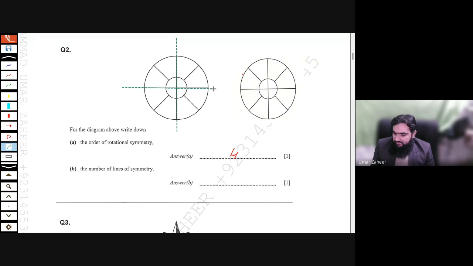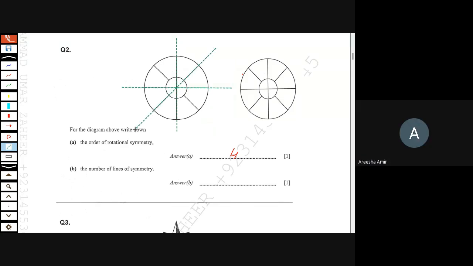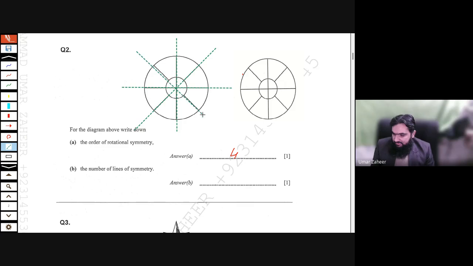One is horizontal, and 2 diagonals. This diagonal, and the second one is this diagonal. These are the four lines that we can draw. We cannot draw any more. So the number of lines of symmetry in this figure is 4 as well. Clear? So obviously you don't have to look only at the circle, you have to look at the pattern as well.